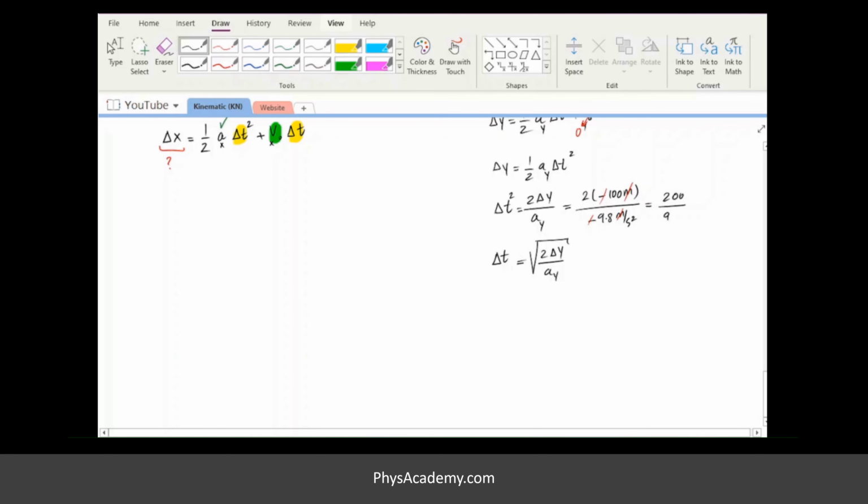Delta t squared is equal to 200 divided by 9.8 seconds squared. Delta t is equal to the square root of 200 divided by 9.8 seconds. Alright, let's work on the initial velocity along the x-axis. From part A variables, we can find this initial velocity.